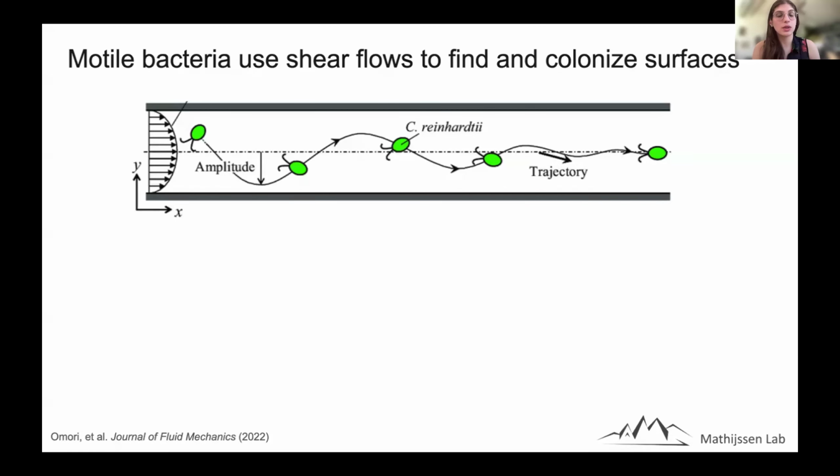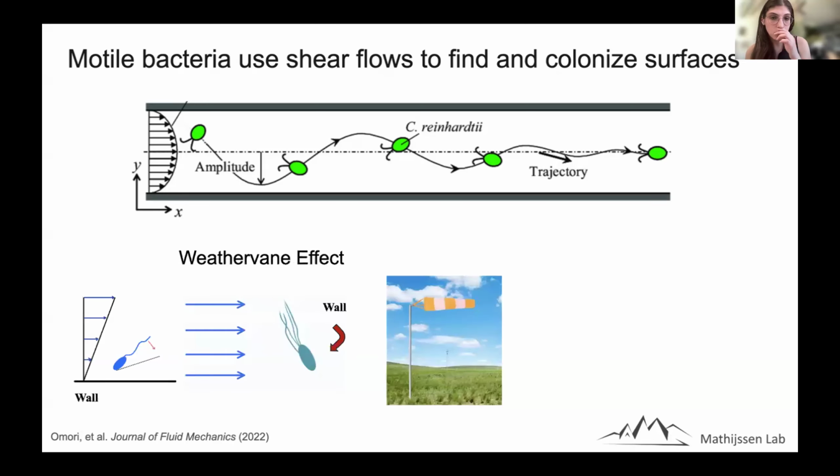And so I can just tell you that certain bacteria, particularly ones that have flagella, will use shear flows to find and colonize surfaces. So this is related to a particular effect called the weather vane effect, where if a flagellar bacterium is subject to a shear flow, that shear flow will push it such that it's facing upstream. And then it will move towards the surface where the shear rate is the lowest and be able to swim upstream as a result of that.